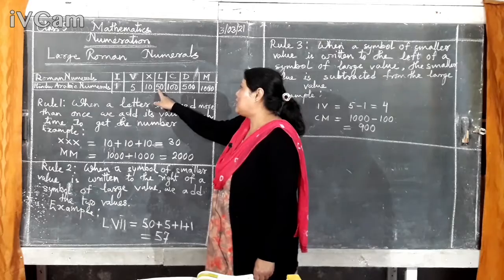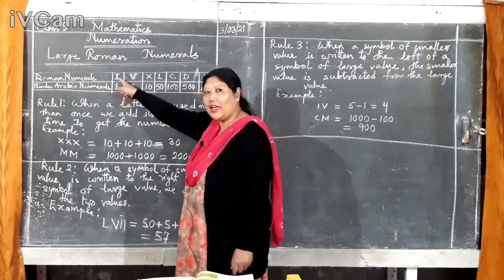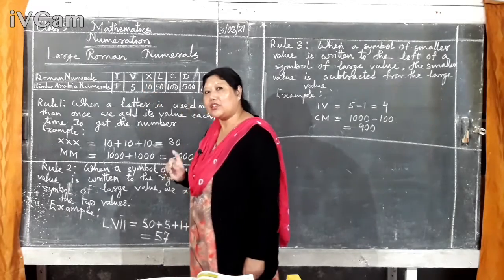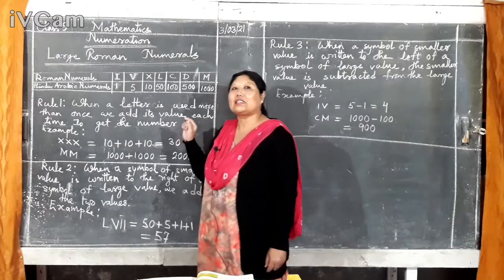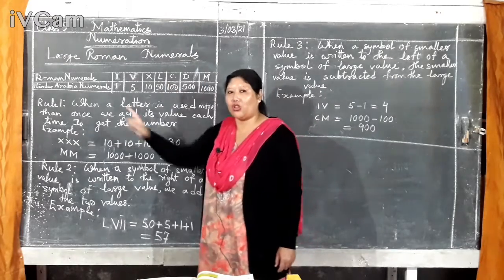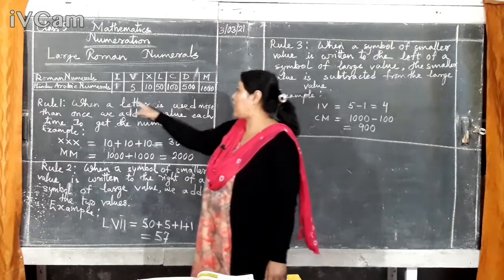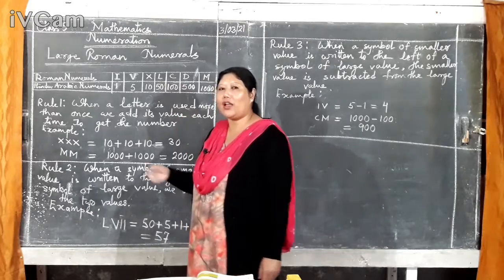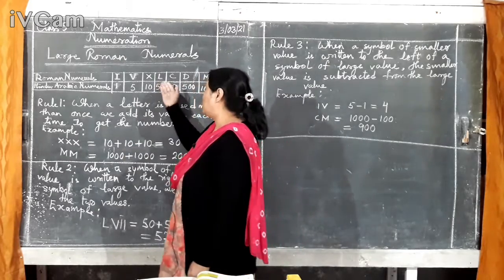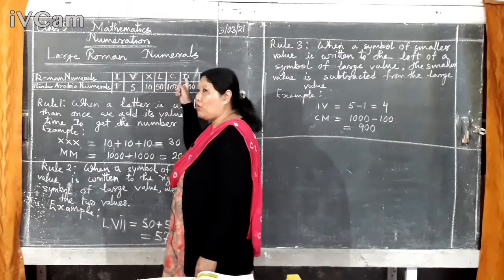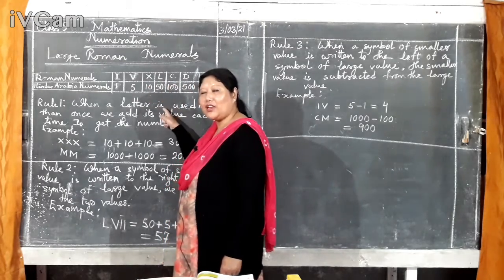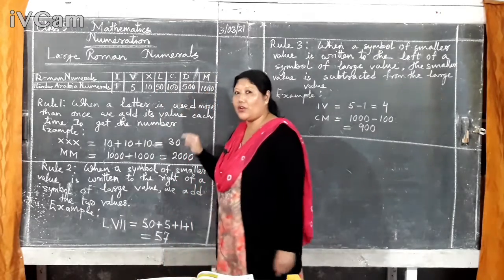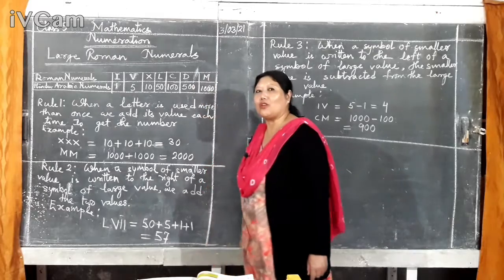So till here, I is 1, V is 5, X is 10, and L is 50. Till here you know. Then after that C is 100. These are the symbols to write the Hindu-Arabic numbers. Each symbol has a meaning or a value. Like here C means 100, D means 500, M means 1000.